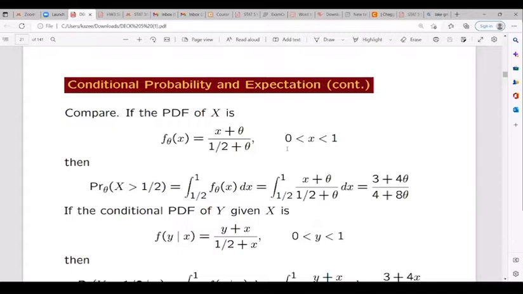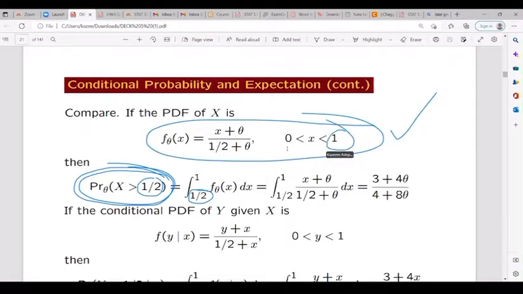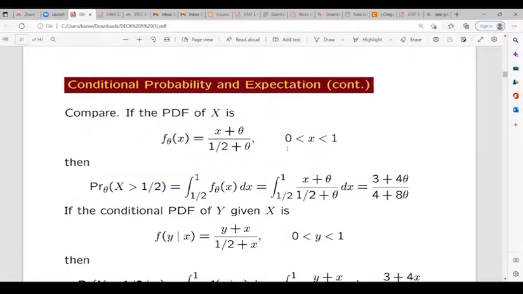Based on this, I have the f of x. If I want to find the probability of s greater than half, it means I'm basically going to use the marginal distribution of x, because I want to make inference about x. This is the marginal distribution of x. Greater than half means I start from half and go to the maximum value. The maximum value given is 1. That's why I have that range.